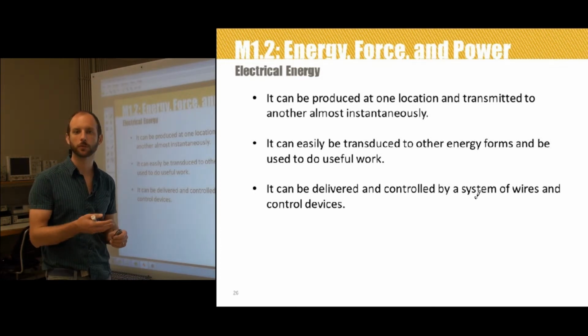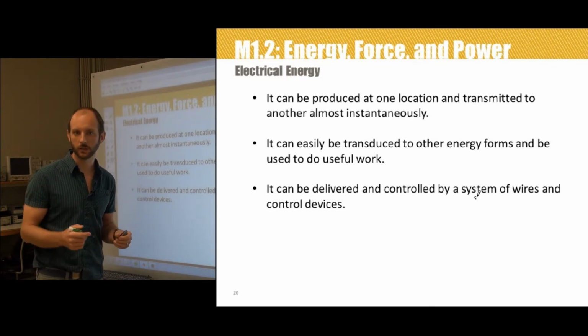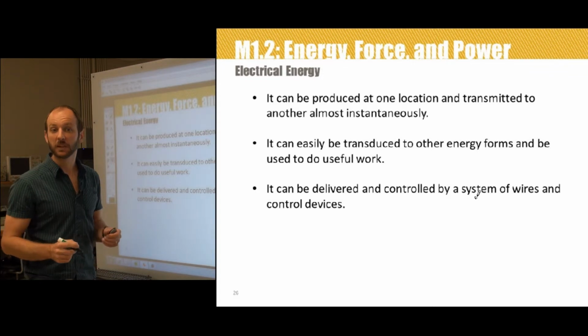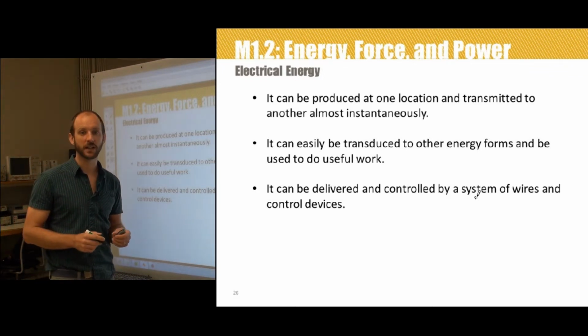We can use electricity to produce light. We can transduce it very easily. It can be easily delivered and controlled by systems of wires and control devices. So unlike some of the other forms of energy, electrical energy is very easy to route and control.